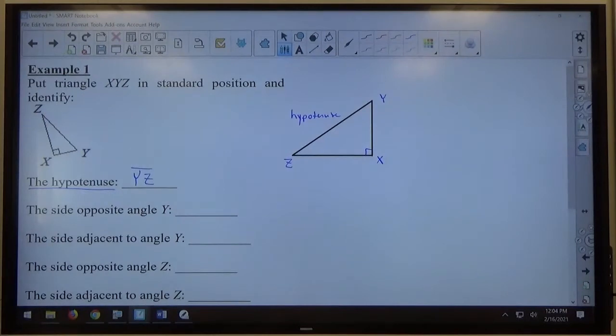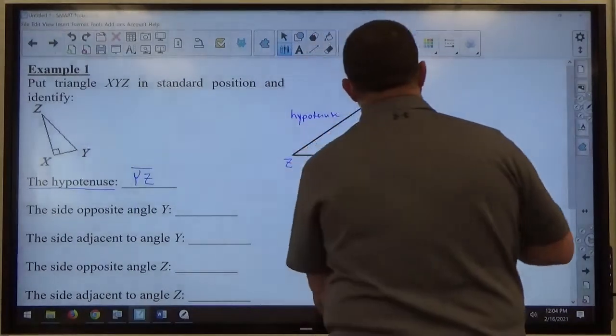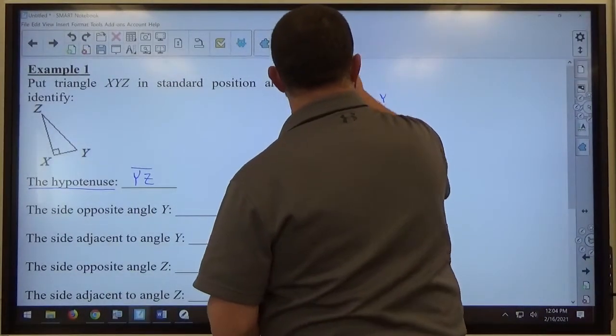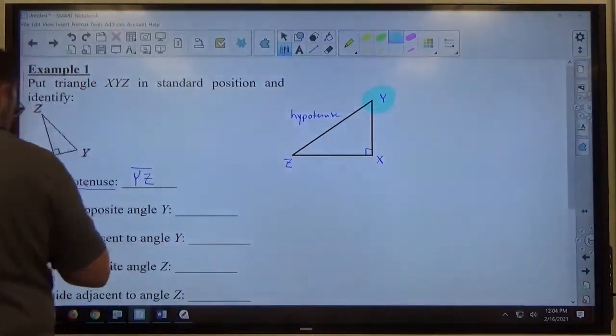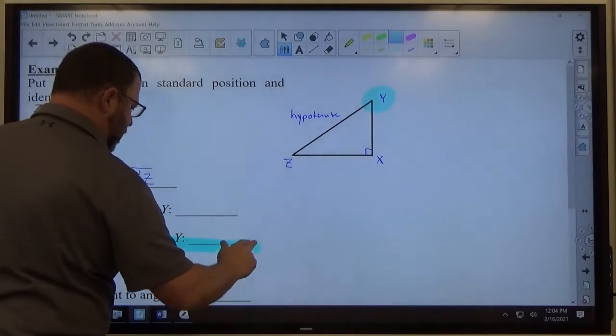Going back to geometry ideas, when you're naming the side of a triangle or the side of any polygon, you put the letters that are the endpoints with a bar over top of it. Segment YZ is the side that we're identifying, the hypotenuse. All right, now, when we consider everything else, we're worried about opposite and adjacent to an acute angle. So when I've got the right angle as X, the acute angles are Y and Z. So they've got two questions here related to angle Y. So let me just highlight that real quick. I'm focusing on angle Y, and I want to know the side opposite and the side adjacent to angle Y.